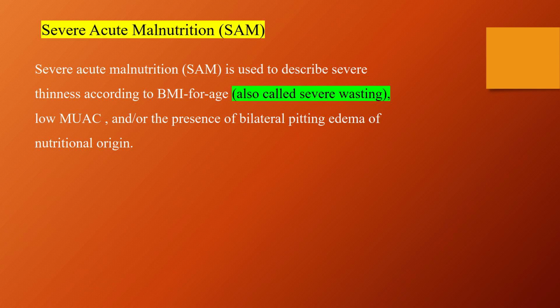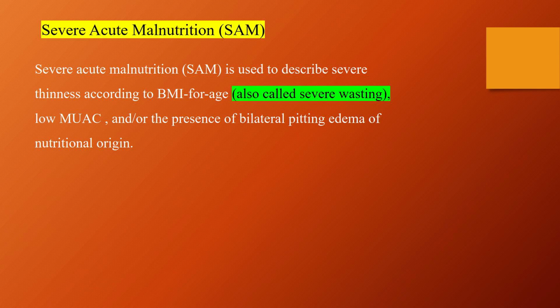The second thing you will have to consider is MUAC. And third, in addition to both of these, low BMI and low MUAC along with nutritional bilateral pedal edema. If all these three things are there, then you will categorize that child under severe acute malnutrition. So, we have seen first stunting, then acute malnutrition.